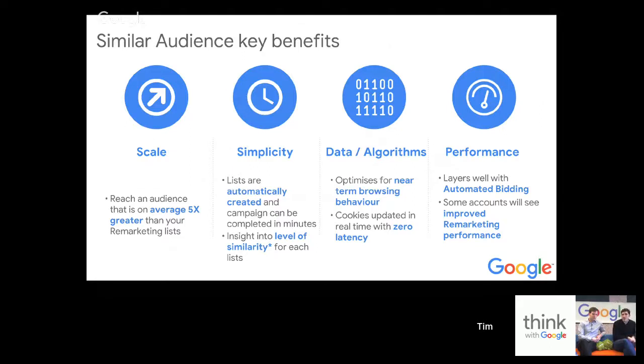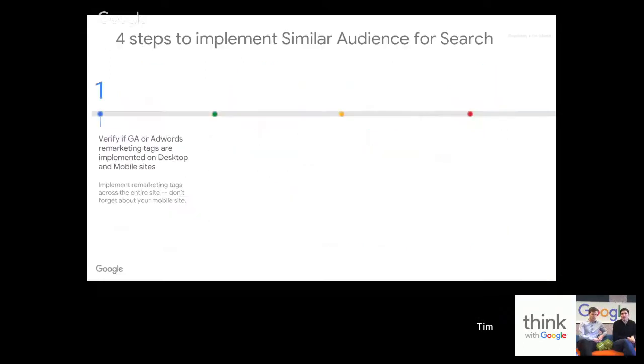And the performance aspect, finally, which is the one that people are probably the most interested in, is that layered with automated bidding, we can see results straight off the bat, because we're going to be taking into account all those signals that smart bidding solutions will take into account. In a lot of situations, we would then see improved remarketing performance, because all the signals and all the sales funnel is being taken into account.